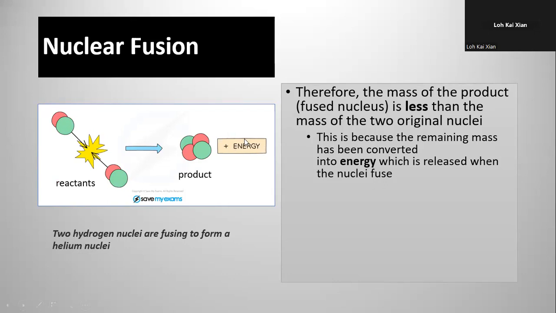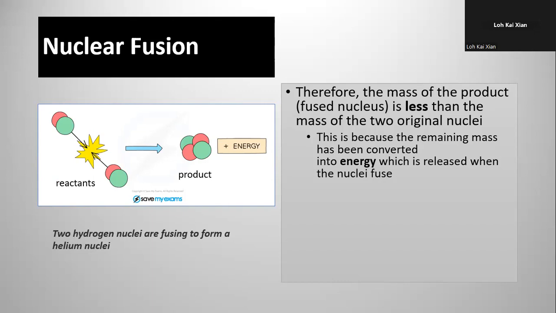Energy is produced. So what is the speed of light? The speed of light is 3 times 10 to the power 8 meters per second. It's a constant. When you study electromagnetic waves, your teacher will tell you that the speed of light is 3 times 10 to the power 8 meters per second. Maybe you forgot. Usually they will give it to you in the exam.